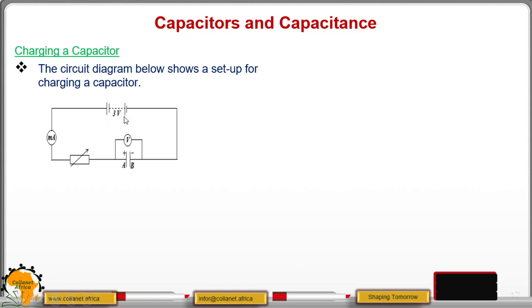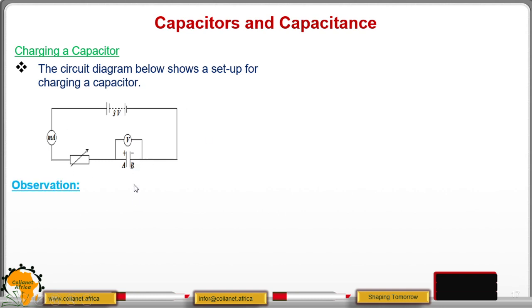We have the source of power that is giving us the charges. We have the milliammeter, because we want to measure the current. We have the voltmeter, of course, because we want to know the potential difference between the plates of the capacitor. And we have the variable resistance. This is the variable resistor, so this will help us to vary the amount of current that is passing.